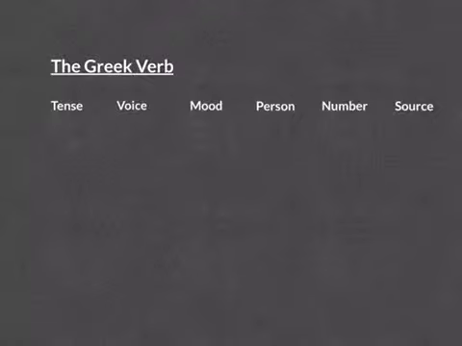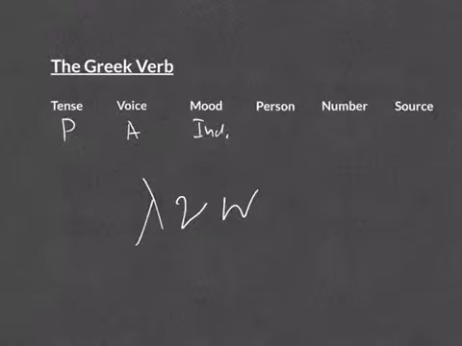So for practice, we'll just do luo. We're going to combine a couple different things in one, so hopefully it's not too complicated. As you know, we're learning about the present active indicative. So it's the present tense, active voice, and the indicative mood. If you want to write this down, go for it. It might help you. It might not. The main thing we have to learn here is the person and number.